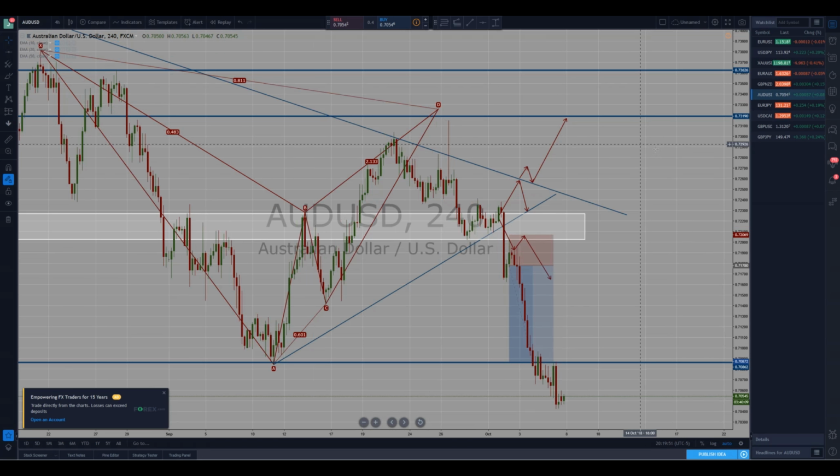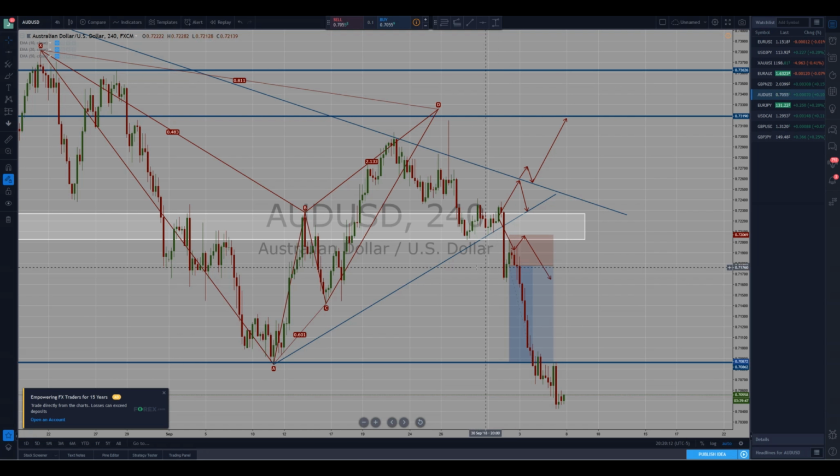AUD USD, almost exactly the opposite, right? So our bat pattern got canceled out this past week. We got a solid breakout right after I posted the video last week, a solid breakout candlestick of this zone. Perfect retest of the zone. That candlestick or the next couple of candlesticks could have been your entry.